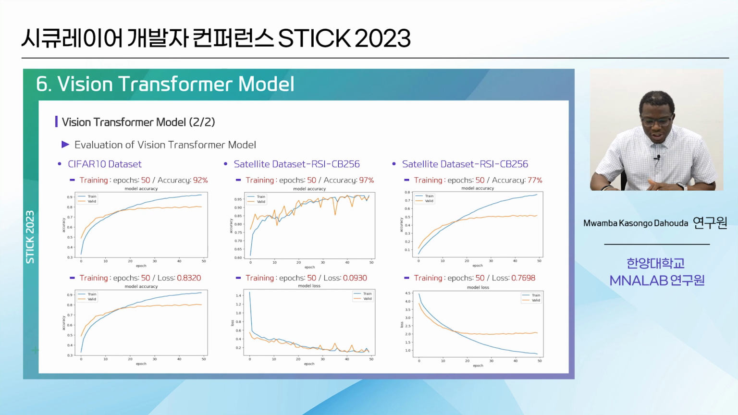Satellite dataset achieved the highest accuracy at 97%, indicating excellent performance in classifying satellite images. Moreover, satellite image dataset had the lowest loss at 0.09, indicating a highly efficient model in terms of training and convergence. Then the CIFAR-10 had a higher loss at 0.83, implying a relatively higher training loss compared to satellite image dataset. Satellite image datasets show superior performance in both accuracy and loss, suggesting the effectiveness of the model in classifying satellite images.